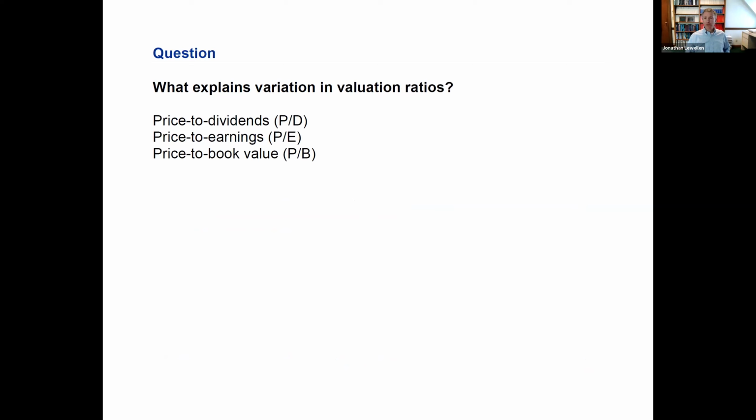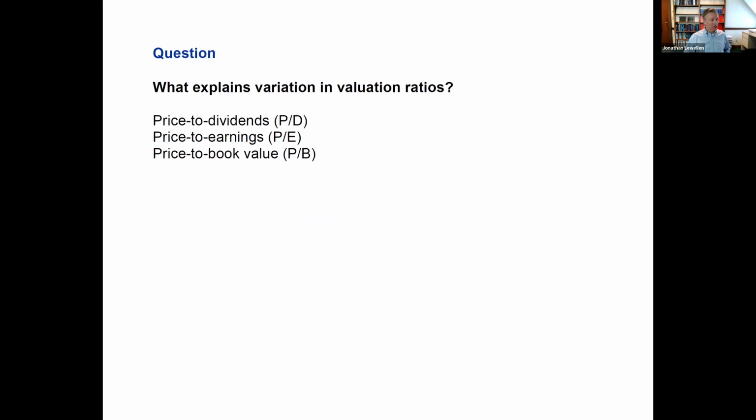Statistically, when we talk about what drives variation in stock prices, that's not a very well-posed question statistically. And so what we normally do when we take this to the data is refine that to saying what explains variation in valuation ratios, in price dividend ratios, price earnings ratios, price to book ratios. And one of, I think, the nice insights in this paper is that which one of those ratios you focus on actually is important.